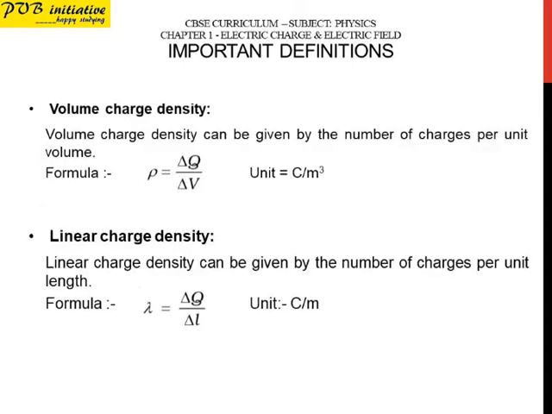Next slide. Define volume charge density. Volume charge density is given by the charge per unit volume. The formula of volume charge density is delta Q upon delta V. Define linear charge density. Linear charge density is given by the charge per unit length. The formula of linear charge density is delta Q upon delta L.